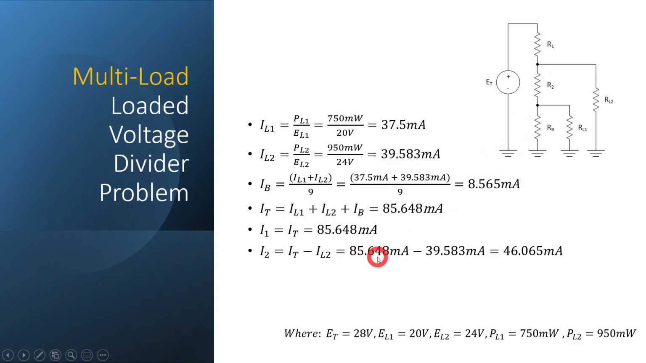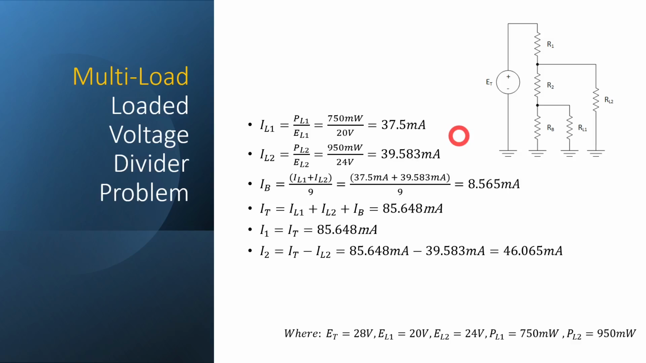Okay, so we're going to take that 85.648 milliamps and subtract the 39.568 milliamps. And that's going to equal 46.065 milliamps. That's going to be the current that actually is flowing through this resistor, okay? So now we know all the currents, because here's our bleeder resistor, that's the current through that one. We know the current through our loads. We know the current through that resistor, which is total current. So we have all of our currents put together.